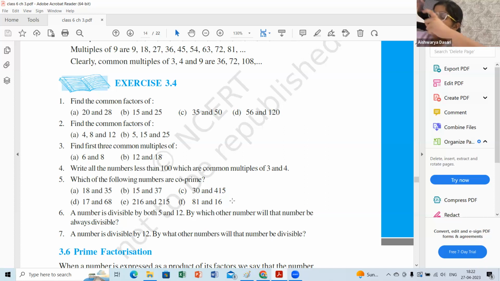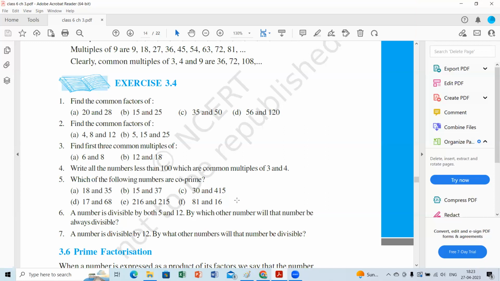This is a very important application, children. This is a basic question, but multiple questions may be asked on this concept. If any number is divisible by the given numbers, the product is also always divisible by those numbers. That's why we are multiplying 5 into 12. 60 is the number which is always divisible by both the numbers.